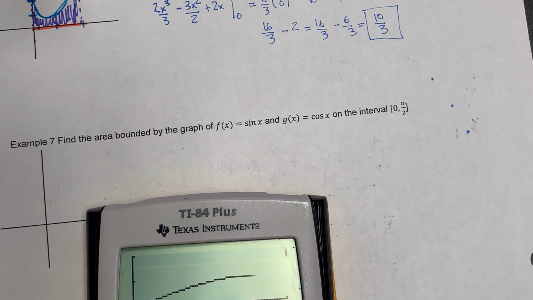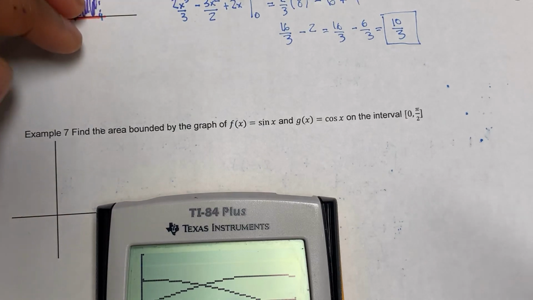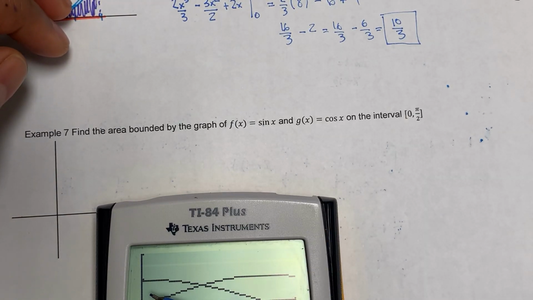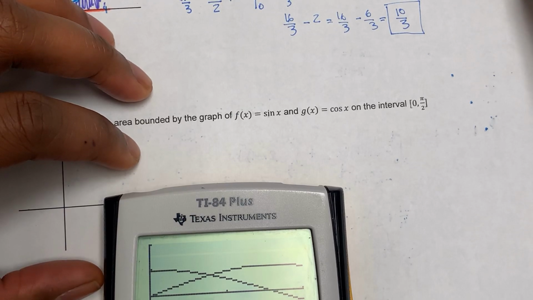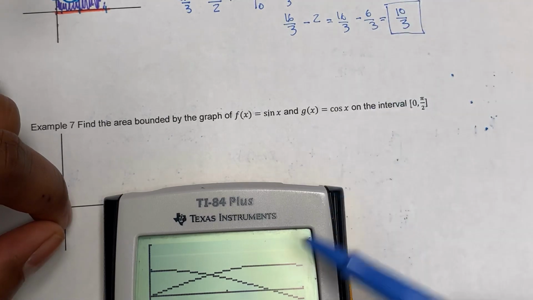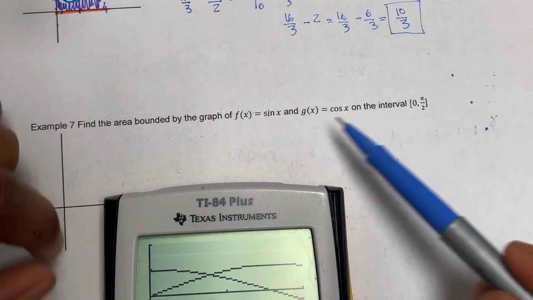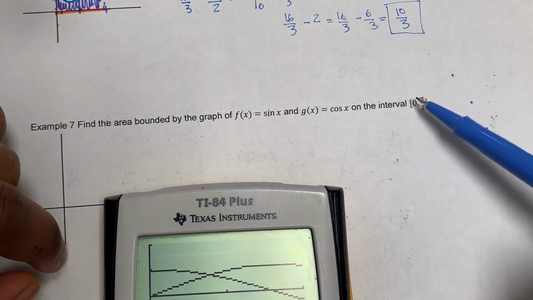So the first function being graphed is sine. The second function being graphed is cosine. So in the gray box above, it says that we need to find the intersection value if the functions intersect inside this interval. So sine and cosine do intersect in between 0 and pi over 2.